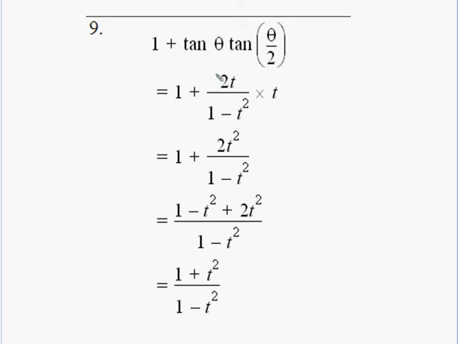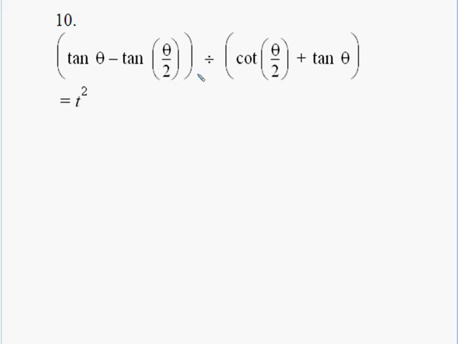So question 9, again we're just substituting tan theta and tan theta on 2 in, and then collecting our terms, getting a common denominator, and then being able to see that we can do some cancellation here, and we get a minus t plus 2t, gives us the 1 plus t squared on 1 minus t squared.